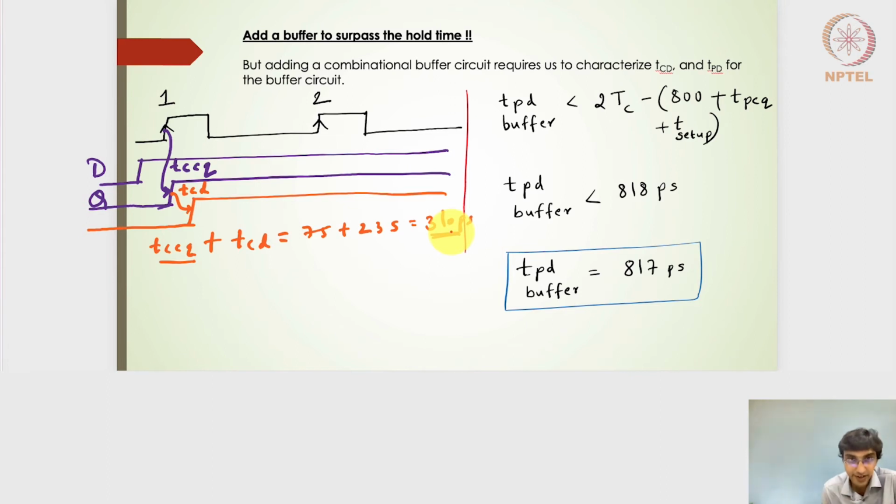But the problem here is, it is now easily available. So the output here, which goes to the input to the flop, is now easily available and can get captured in the second clock edge.